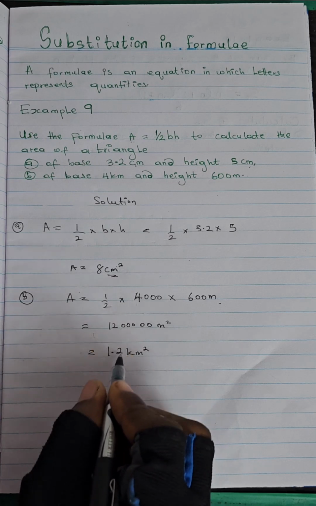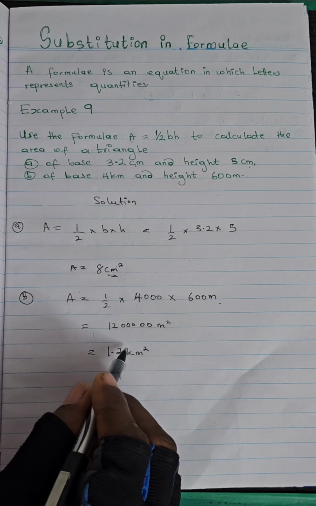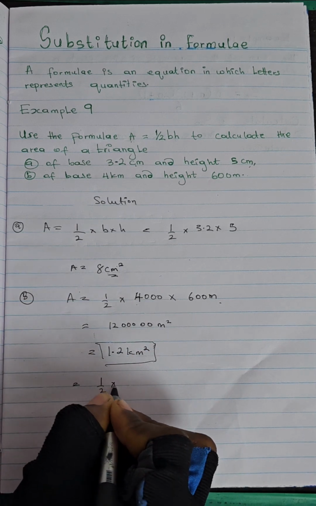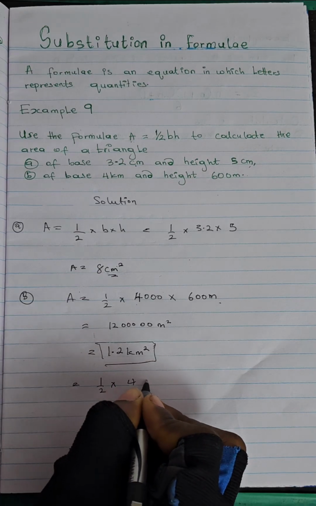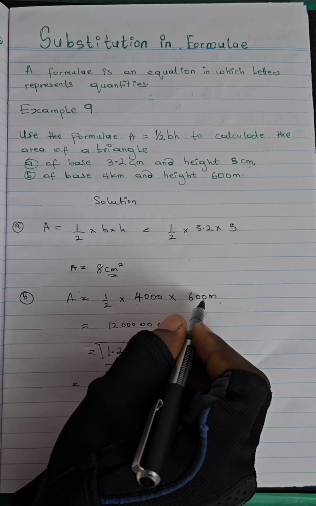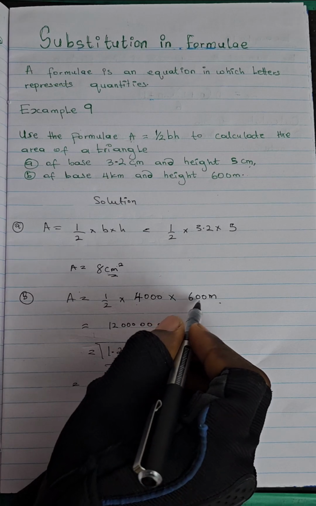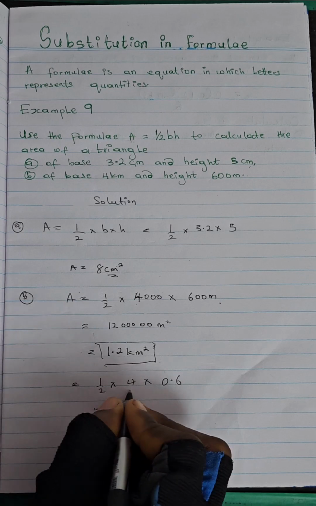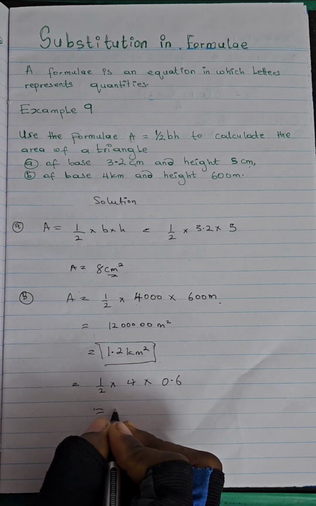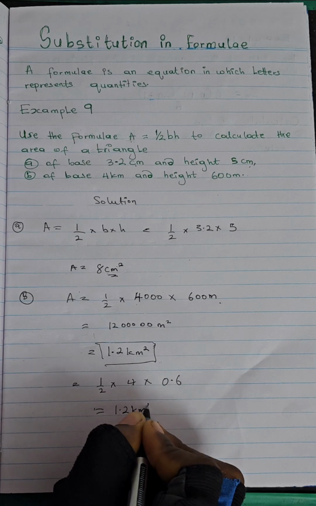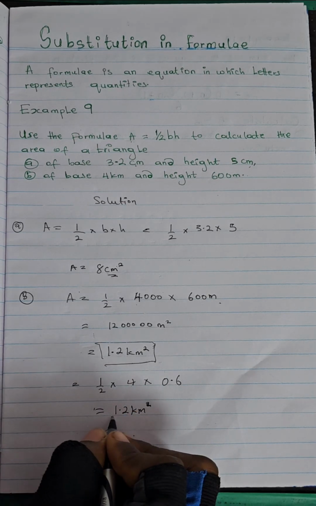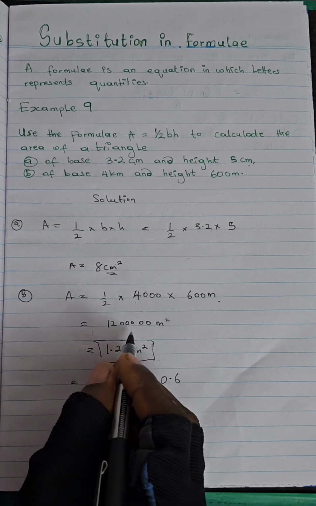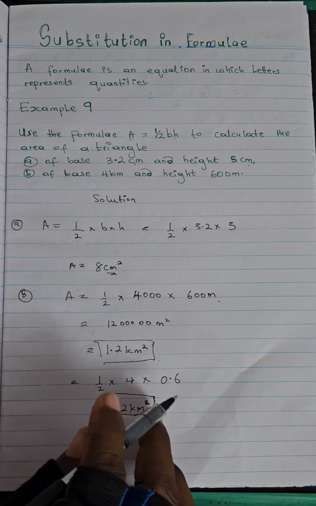So for those that are wondering how I was able to do this, another way you could have solved it. Let's say I didn't have to convert, I have to solve directly. This will be 1 over 2 times this is 4 kilometers. So I have 4 times this 600 meters. To convert 600 meters to kilometer, you have to divide it by 1000, right? So 600 divided by 1000 will give you 0.6. So by the time you multiply this out, 2 times 0.6 will give you 1.2 kilometer squared. So either way you solve it, you are getting the same answer. If you want to convert to kilometers, you just divide by 1 million, as I said earlier.